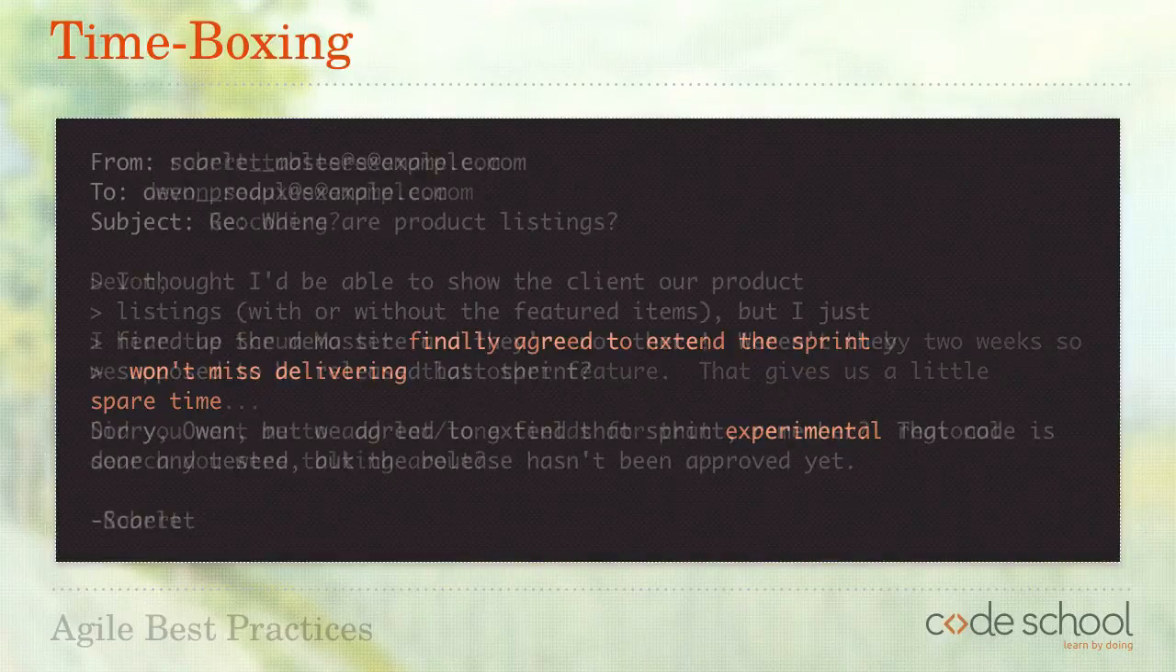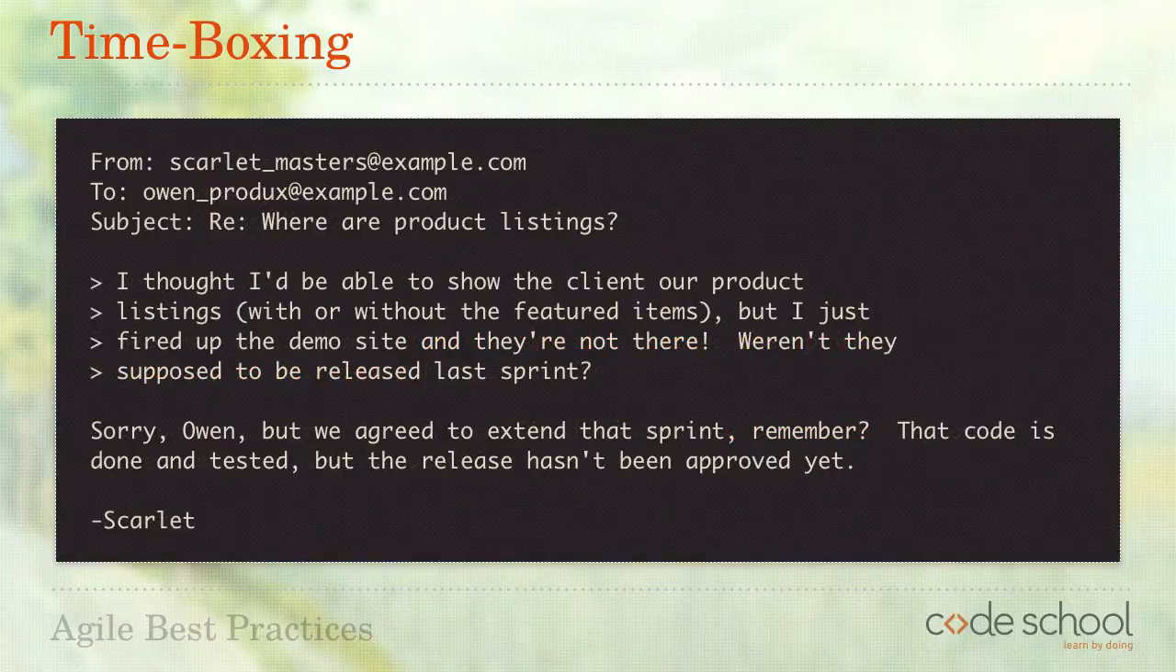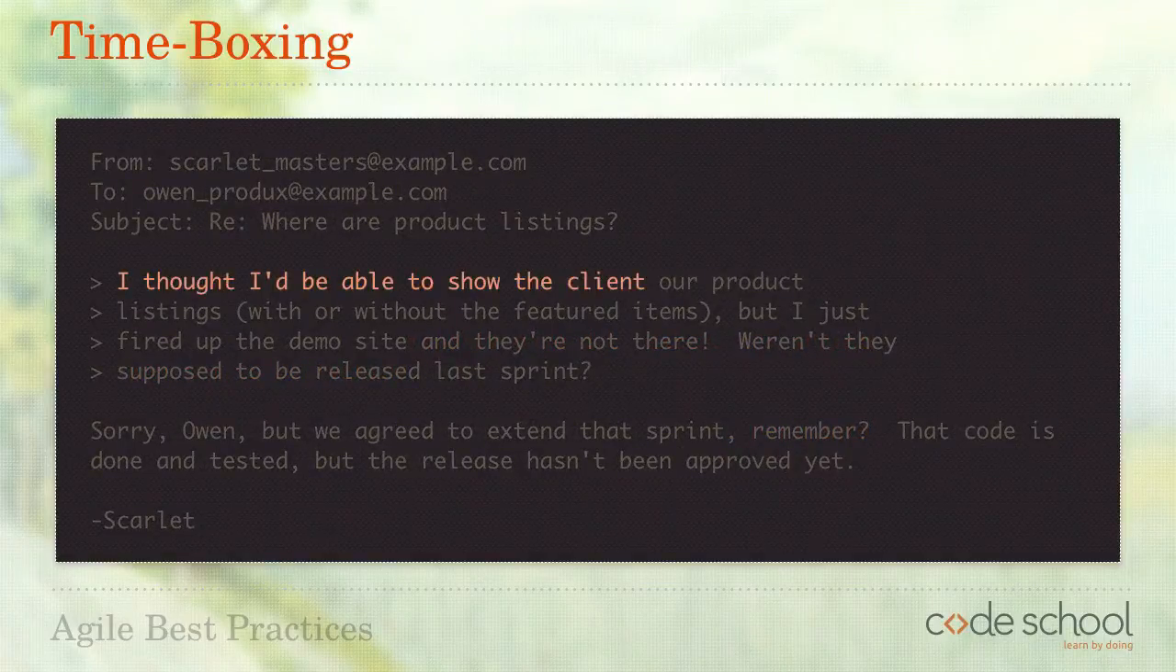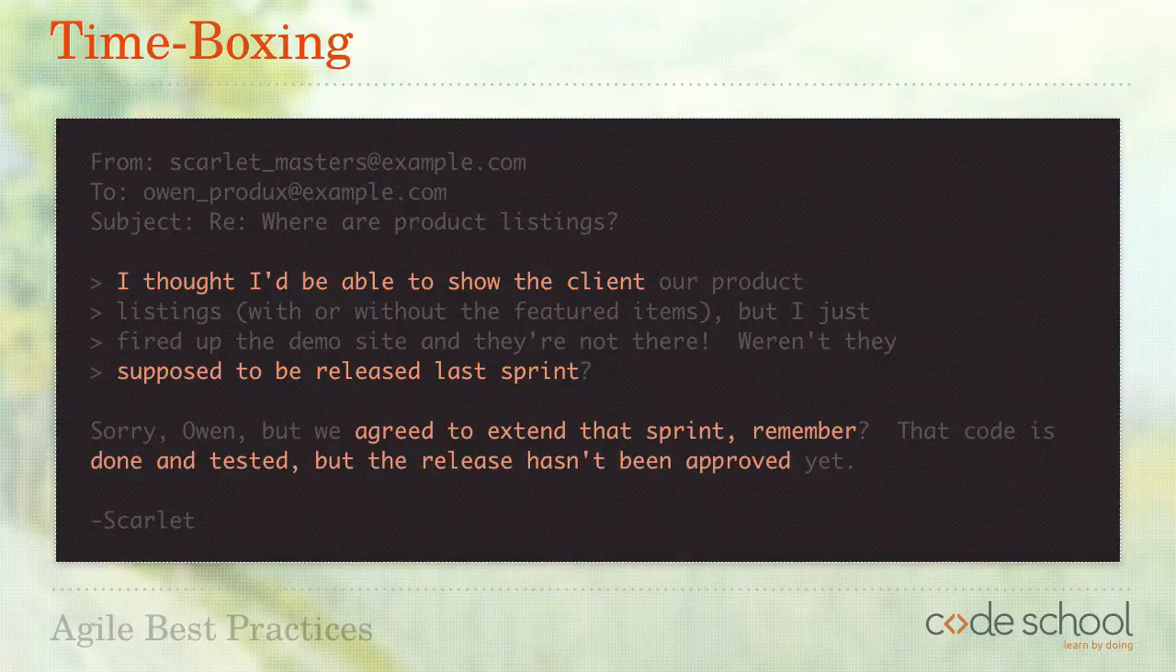Extending the sprint is causing planning problems, too. Here the Scrum Master is replying to the product owner, who thought that a feature would be ready to show to a client because it was supposed to be released at the end of the last sprint. Our Scrum Master replies to remind the product owner that that was the sprint that got extended, and that even though the code is done and tested, it hasn't been part of a release yet.